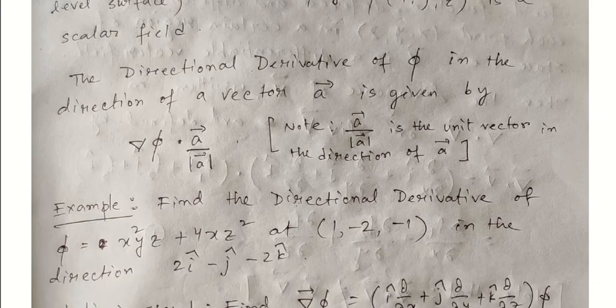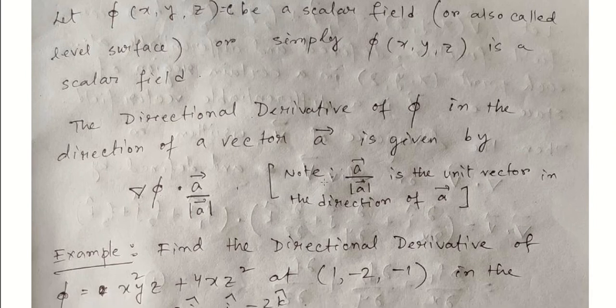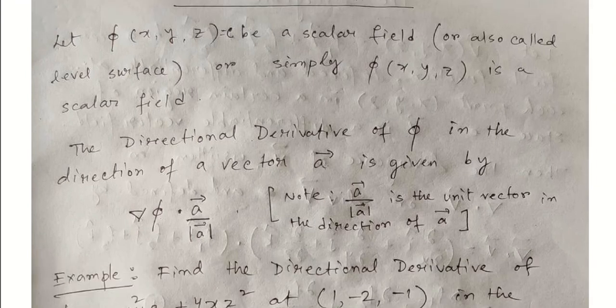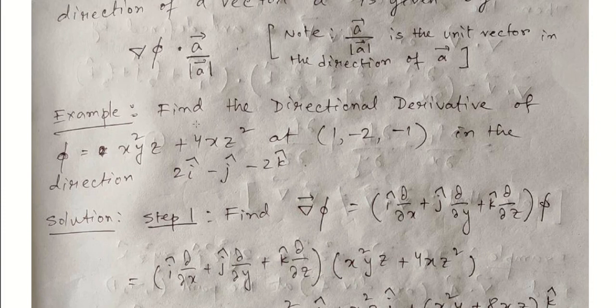So for a directional derivative, we have a direction. A direction is given, and the direction is a vector. So the question will be like this: directional derivative of phi. We are required to find the directional derivative of phi in the direction of some vector a. So just look at this example.